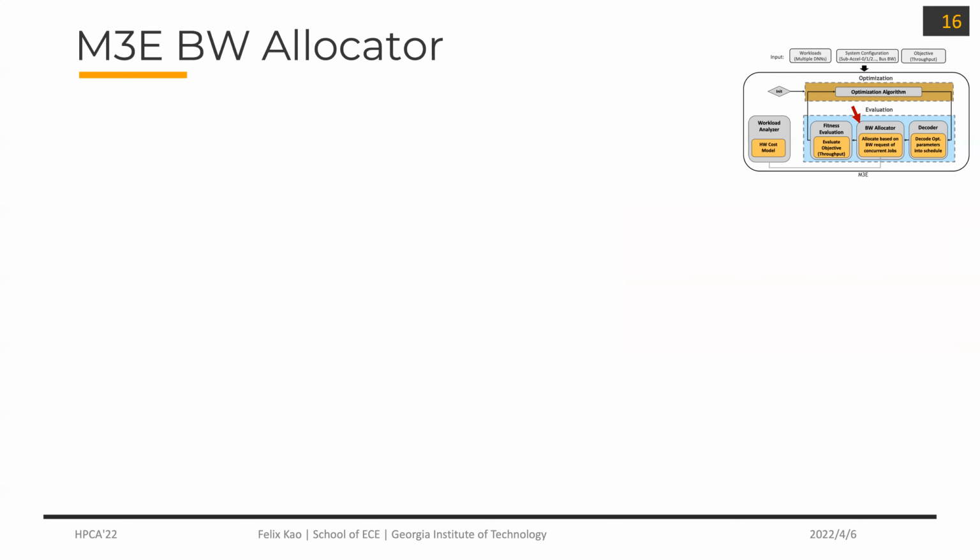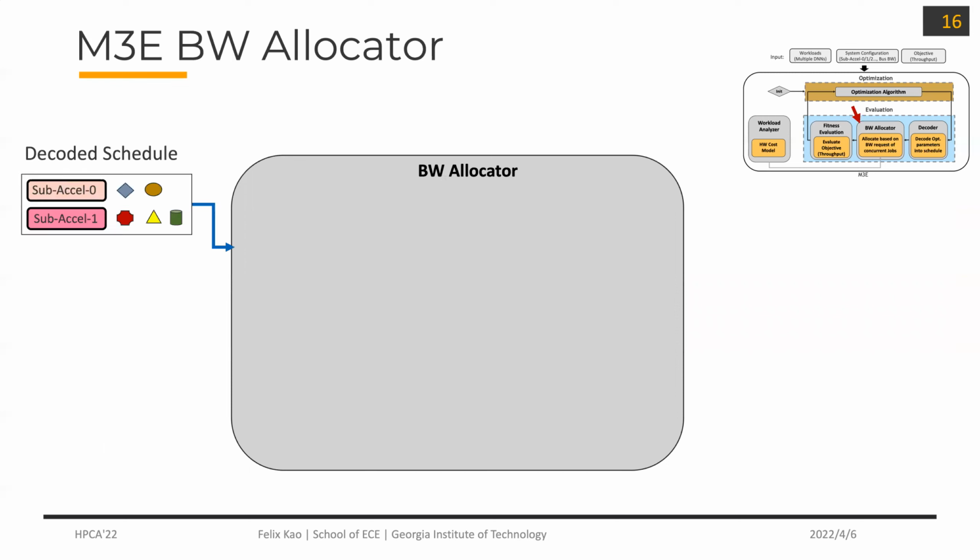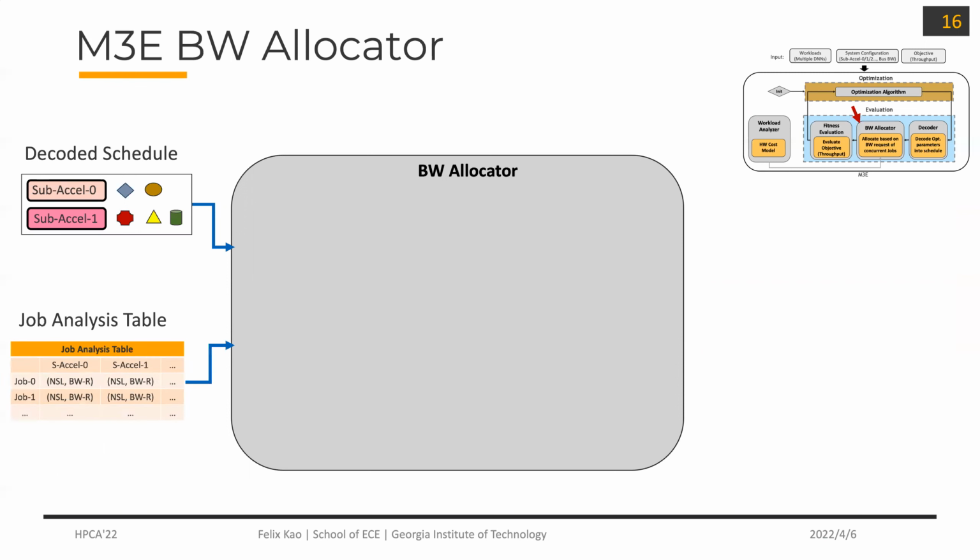Next, the bandwidth allocator. It allocates the shared system bandwidth across sub-accelerators. It will take in the candidate schedule generated by the optimization algorithm and also fetch the job analysis table information. If you want to know more detail about how the bandwidth allocator uses the job analysis table information, please look at our main paper. So here's an example. It will look at the concurrent jobs from the schedule and allocate the bandwidth by our algorithm, and the system bus bandwidth usage is shown as follows.